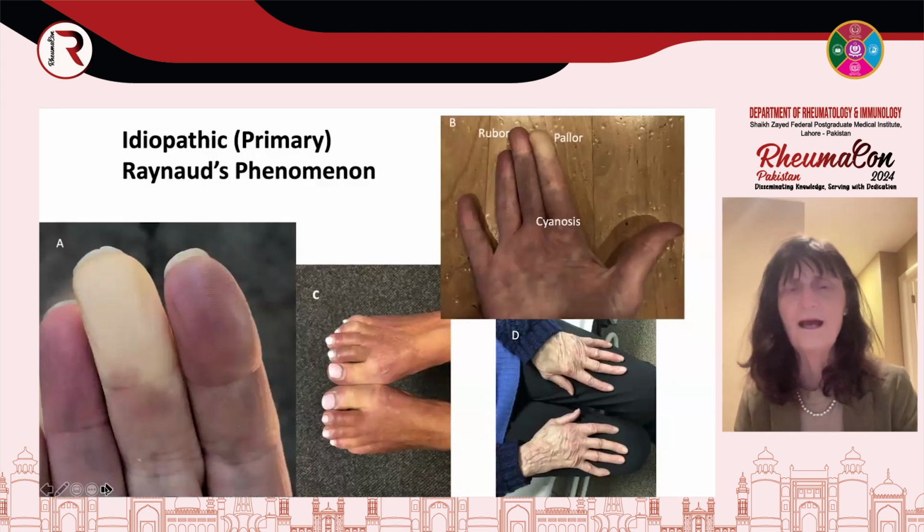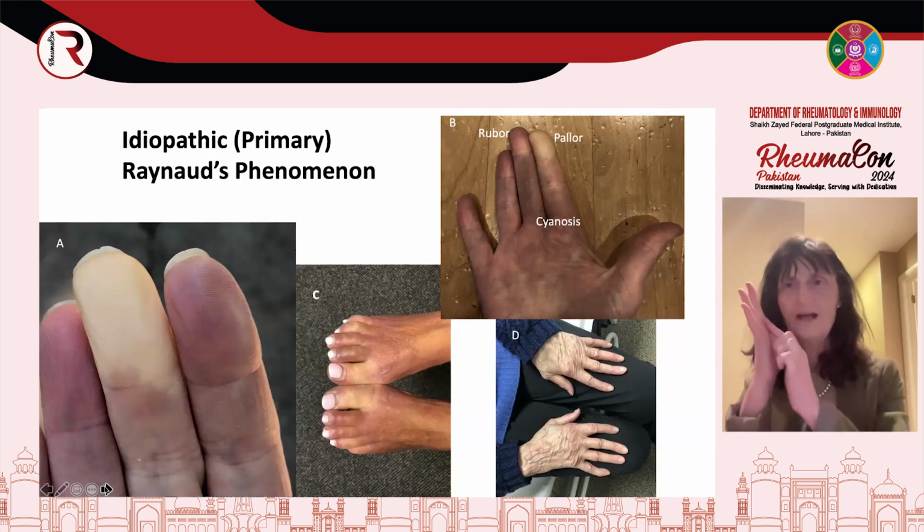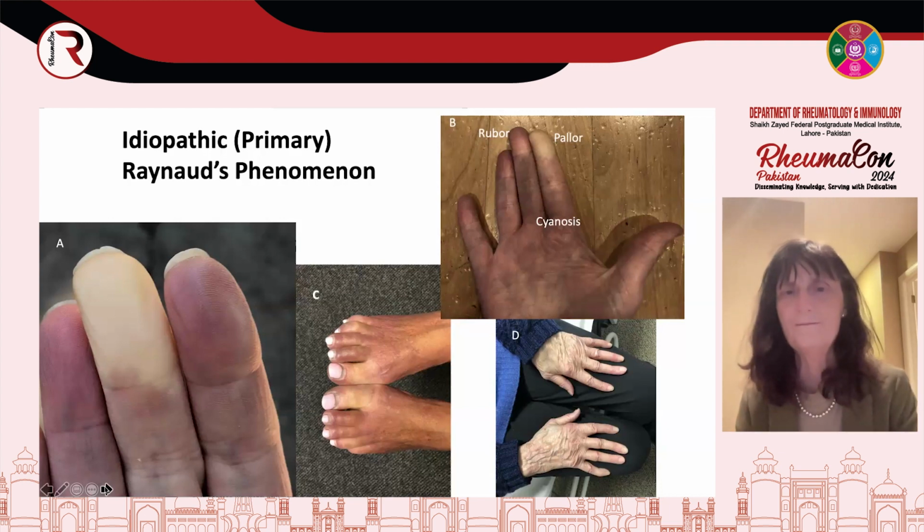If we think of idiopathic Raynaud's in A, you see the pallor, well demarcated. It's circumferential around the finger. You also see in the second and fourth fingers the redness, and you can see on B that the fingers now got cyanosis. That third finger down here is now becoming blue. You can see it on panel C in the feet, so the toes. It's more common in hands than feet.